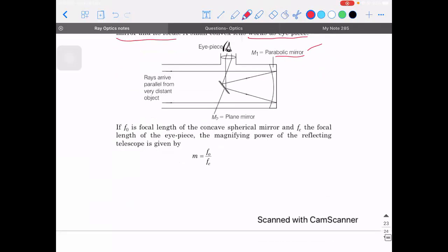Make a note. If f naught is the focal length of the concave spherical mirror and fe is the focal length of the eyepiece, the magnifying power of the reflecting telescope is given as f naught divided by fe. Make a note.